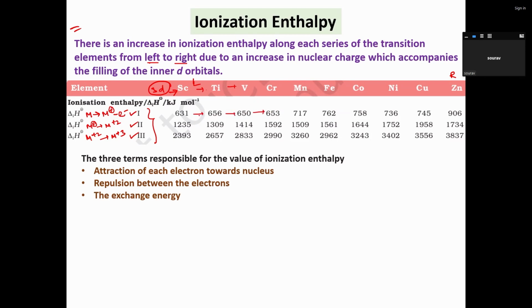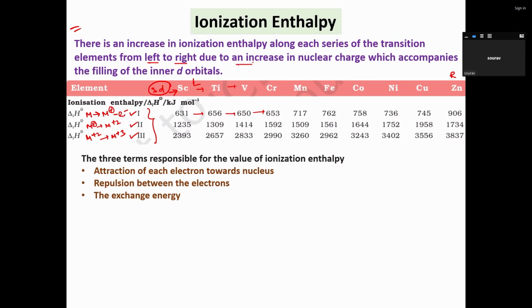But the point is that this increase is very low compared to the second and third ionization enthalpy values. That is why it is written that the value increases from left to right. But why does this value increase? For scandium it is 631, for titanium it is 656.